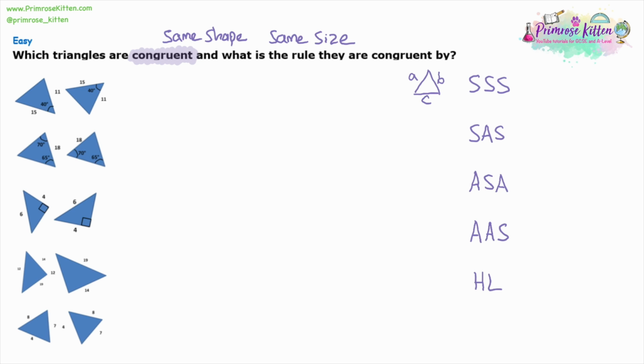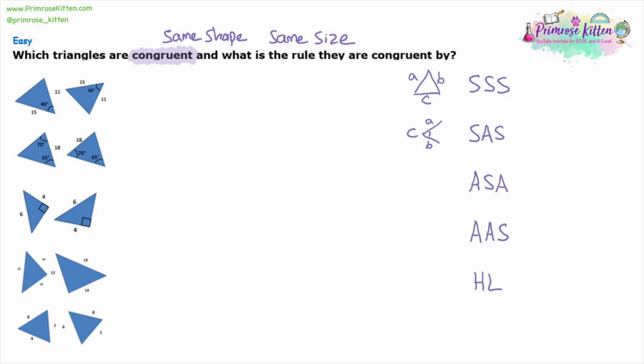With SAS, what that means is you have a side, an angle, and another side. So if you have 2 sides, a and b, and you have an angle, use a capital letter for that, then if those 3 measurements are all the same, then the rest of the triangle must also be the same. And you can prove that they're congruent.